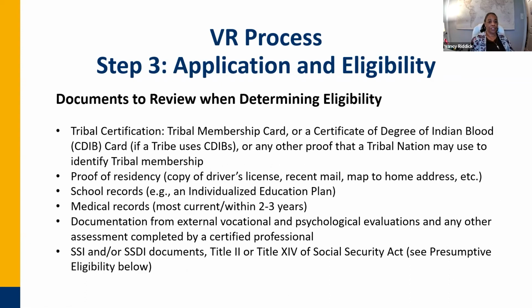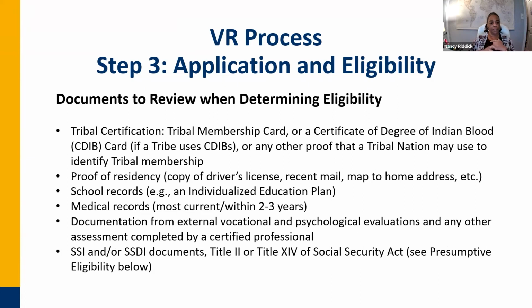So, the documents that are needed to review when determining eligibility. Number one, well, there's no specific order, but number one, tribal certification: a tribal membership card or certificate of degree of Indian blood, a CDIB card, or any other proof that a tribal nation may use to identify tribal membership. You're also going to need the proof of residency.